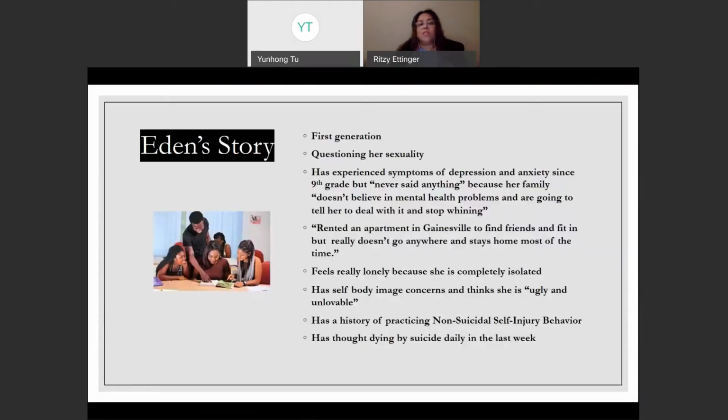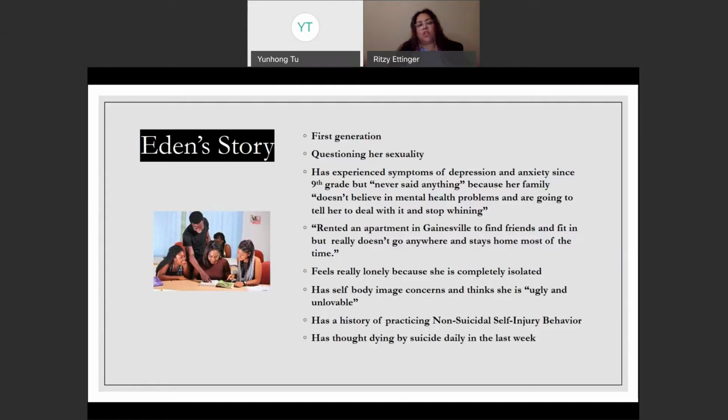Okay, this is what she came here for, originally what I read to you. This is actually what was going on after interviewing her and discussing what was really happening. If you're speaking to a student and they say, oh yeah, I'm feeling kind of lonely, my transition here hasn't been that great, but this is really what was happening with Eden.